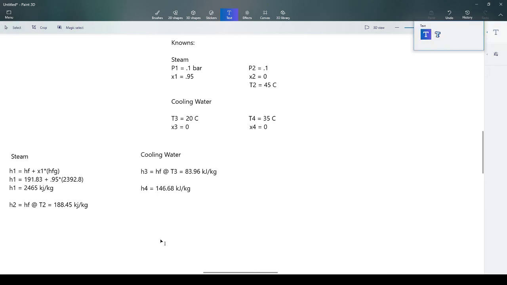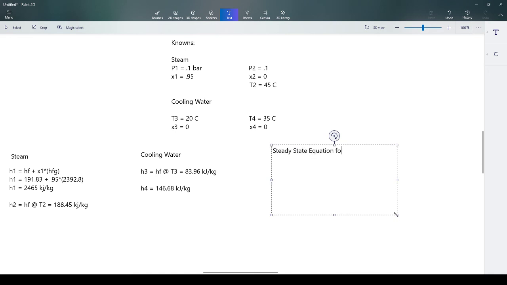But these are the enthalpy values, right? These are the ones that are important for heat transfer. Because if you recall, now we get to write our overall equation, right? So let's write our overall equation. So let's do the steady state equation for heat exchanger, right? So let's do that.